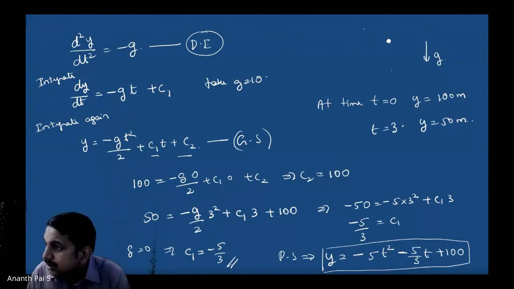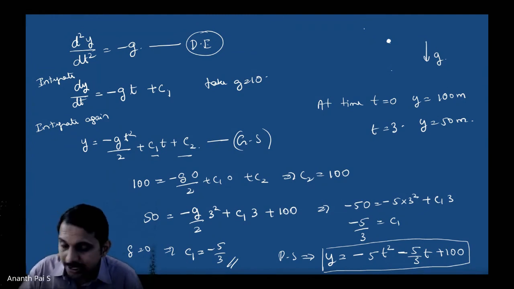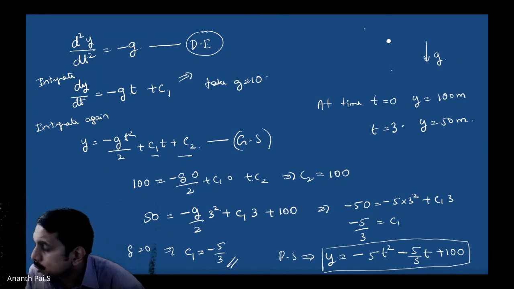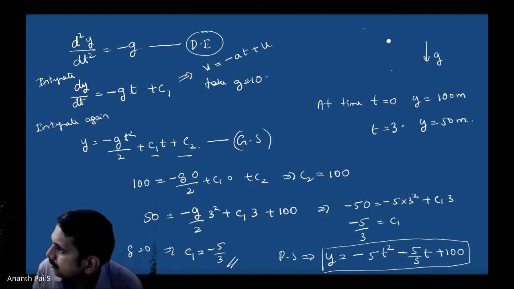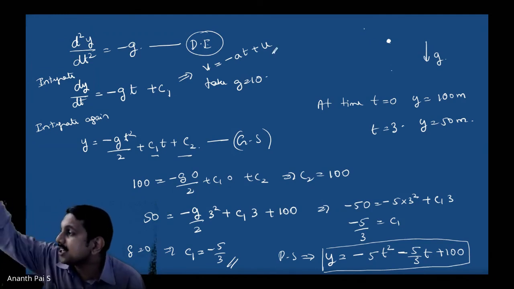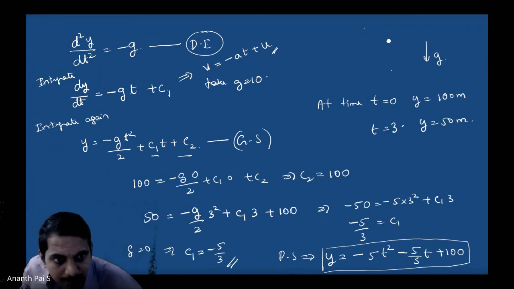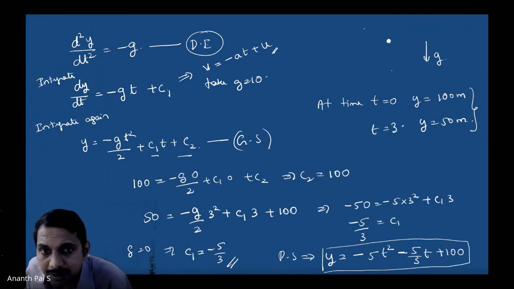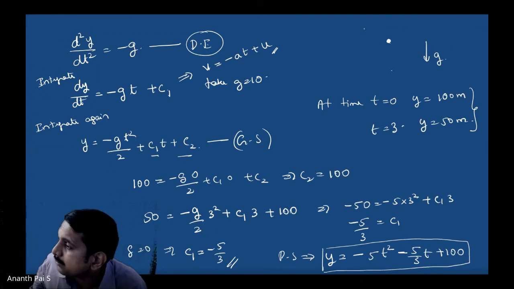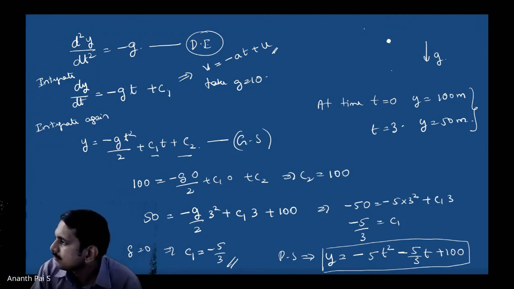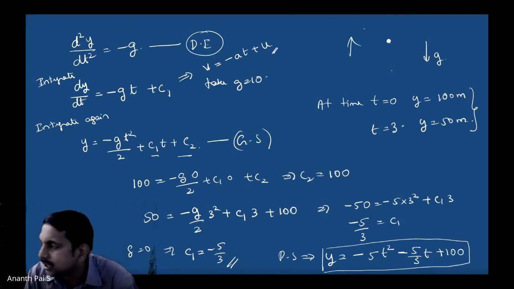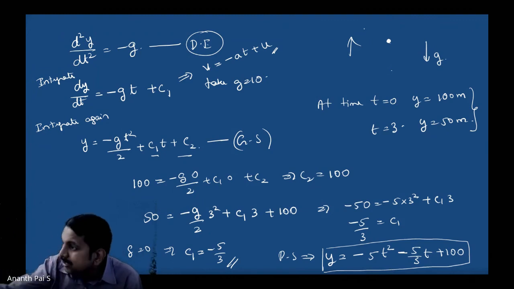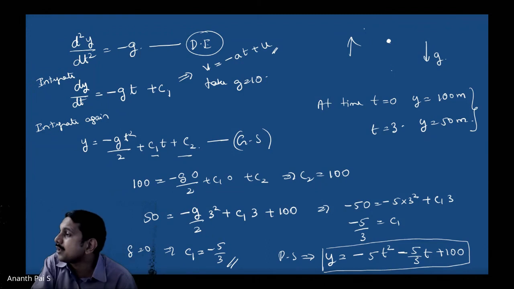In the falling stone, one thing happens here, I'll tell that. This particular one can be equivalent to saying v is equal to minus at plus u. So c1, what we had, is actually the initial velocity. So this stone, depending on this boundary condition, has an initial velocity equal to minus 5 by 3. It is already falling with that velocity. This is the positive direction; we have taken minus g here. It is not falling from rest.